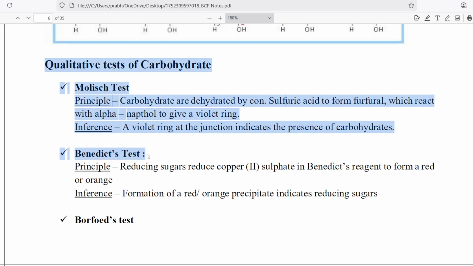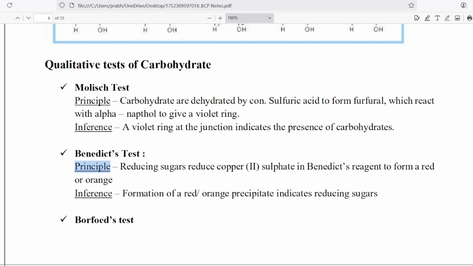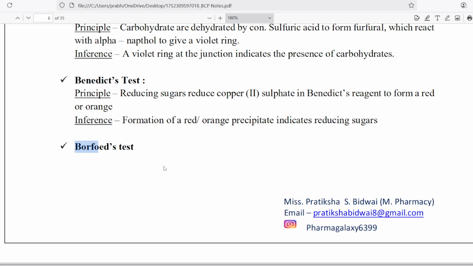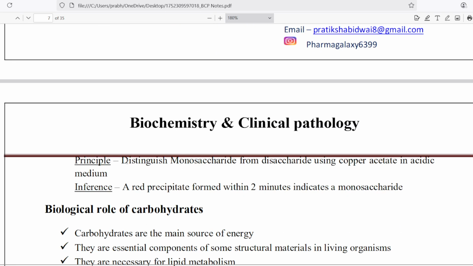The next test is Benedict's test. In Benedict's test, the principle is that reducing sugar reduces copper sulfate in Benedict's reagent to form a red or orange color. Then inference is formation of a red or orange precipitate indicates reducing sugar. The next test is Barfoed's test. In that, the principle is to distinguish monosaccharide from disaccharide using copper acetate in acidic medium. Then next is inference. A red precipitate formed within 2 minutes indicates a monosaccharide.